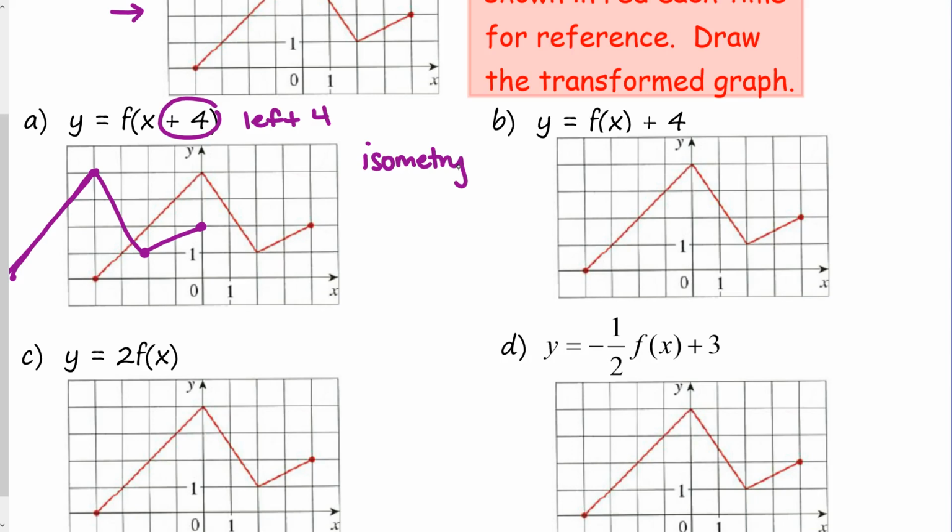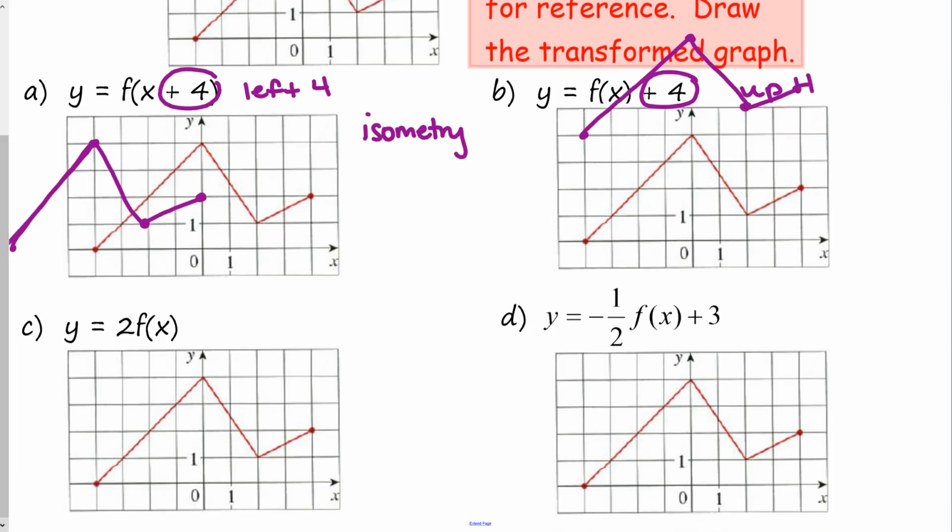Okay, let's look at part B. Notice we're adding 4 just like we did in part A, except the plus 4 is outside of f of x. So that's going to be a vertical shift. So we're going up 4 units. So let's just take the key points and shift them up 4 as well as we can, given the space we have. Something like that, and that. And then we'll connect those key points. And there we have our transformed graph.